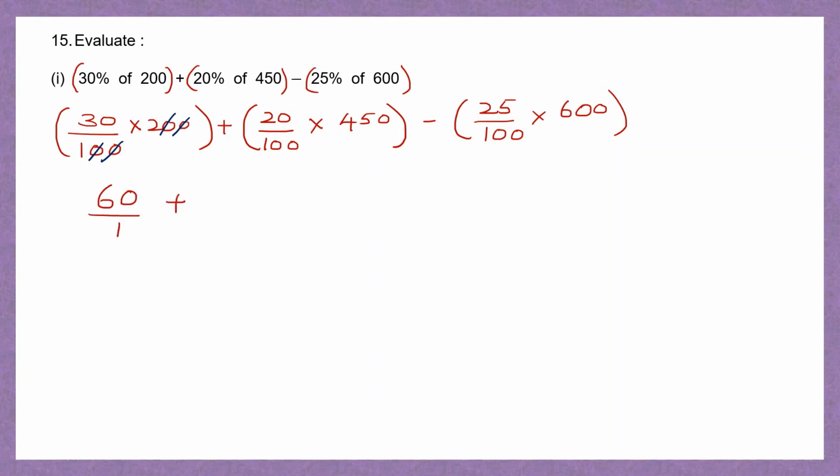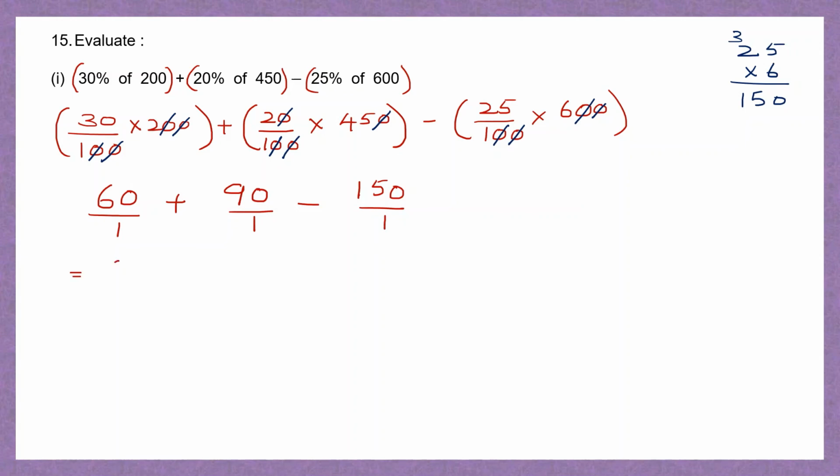Plus, let's go to the second one. Cancel whatever you can. So 1 0 I've cancelled, 1 0 here, 1 0 from 20 and 1 0 below. So now what do I have? 45 into 2. 45 2s are 90 by 1. Minus, let's go to the last one. 600 has 2 zeros, 100 has 2 zeros. So we have cancelled. Now we have to multiply 25 into 6. 6 5s are 30, carry 3, 6 2s are 12, 13, 14, 15. So that is 150 by 1.